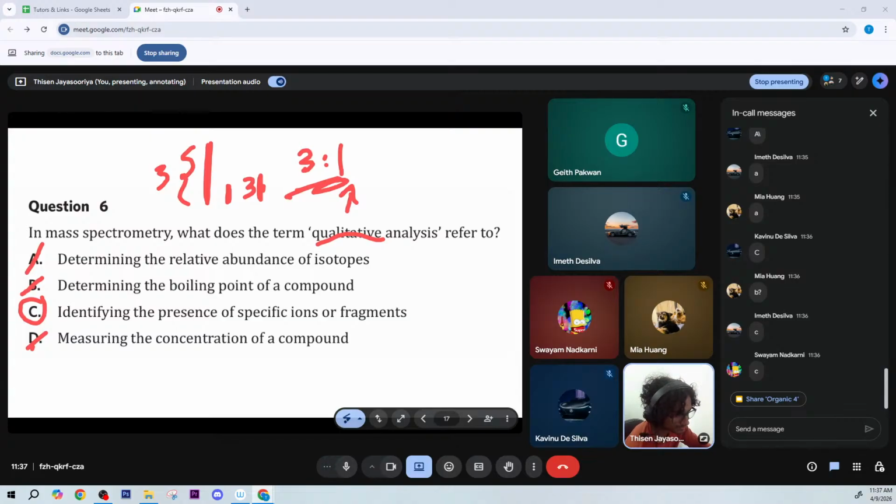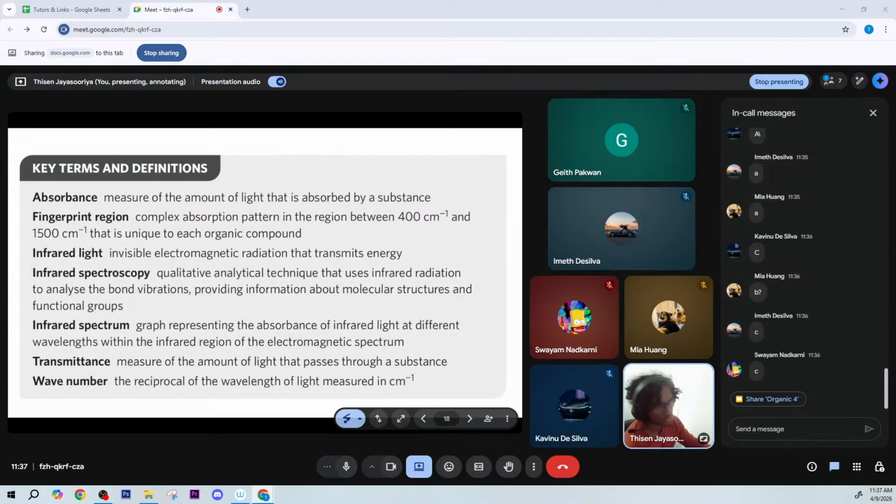So now we have IR spectroscopy. The only thing that I'll be mindful of is this unit, wave numbers, and the idea of transmittance, yeah? So the amount that passes through the substance, as well as the idea of this fingerprint region, which I'll mention in more detail later. We don't talk about absorbance here, we only talk about transmission.